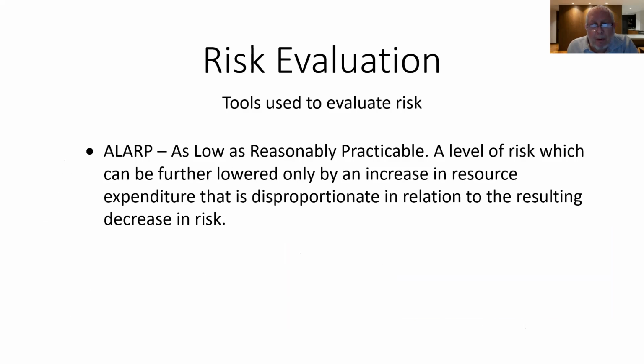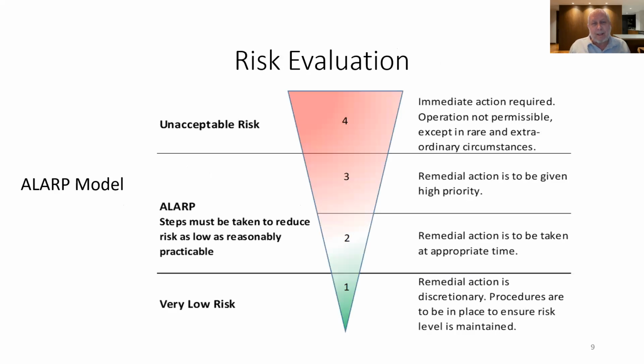ALARP, as low as reasonably practicable. A level of risk, and this term can be used other than right here too, a level of risk which can be further lowered only by an increase in resource expenditure that is disproportionate in relation to the resulting decrease in risk. Now you can see if you're going to do something like this, you have to have a pretty good handle on what the risk is, because you're going to make a decision to not do anything else because it's going to be a disproportionate expenditure. But this is kind of what it is here.